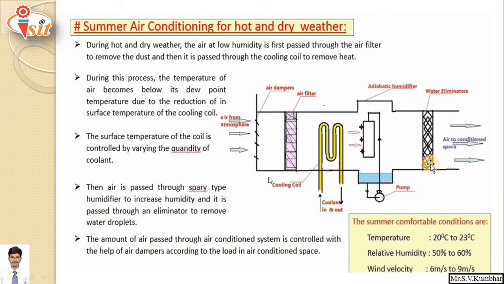Then the air is passed through a spray type humidifier to increase humidity, and it is passed through an eliminator to remove water droplets. If water droplets are present, then they are removed. And the amount of air passed through the air conditioning system is controlled with the help of the air damper according to the load in the air conditioned space. In summer air conditioning for hot and dry weather, the temperature lies between 20 to 23 degrees, relative humidity 50 to 60%, and wind velocity is kept at 6 to 9 meters per second.